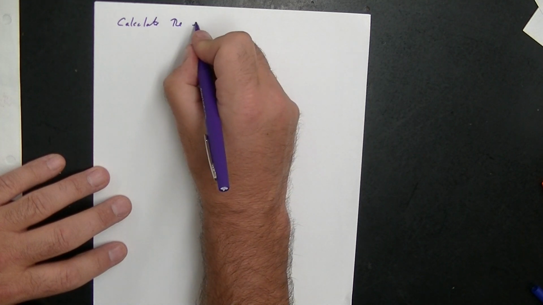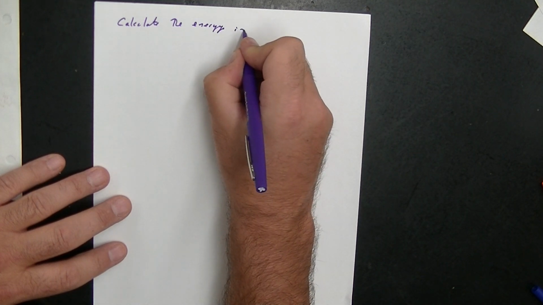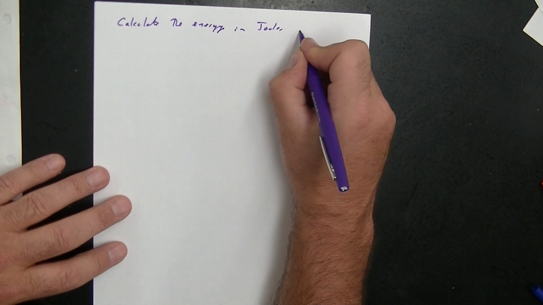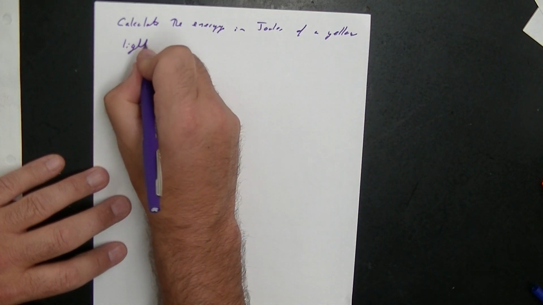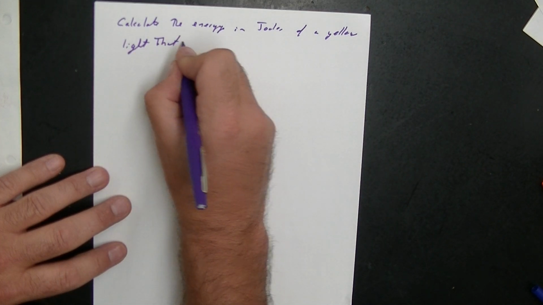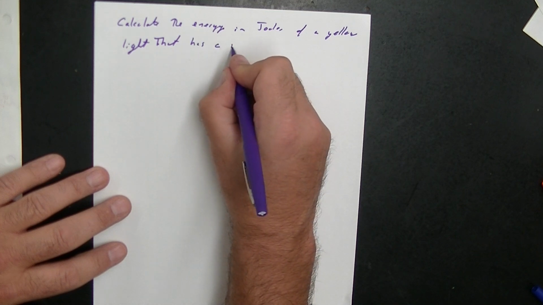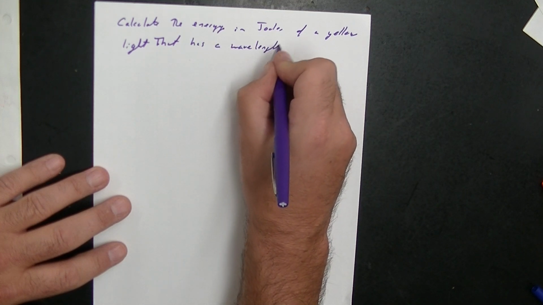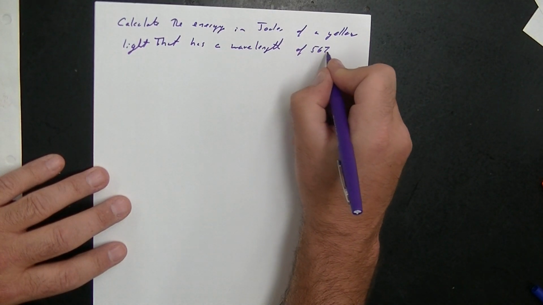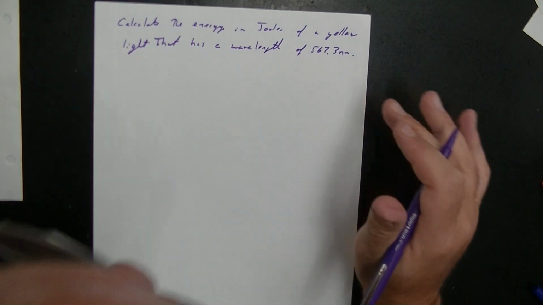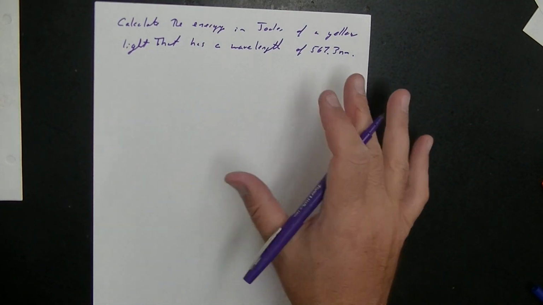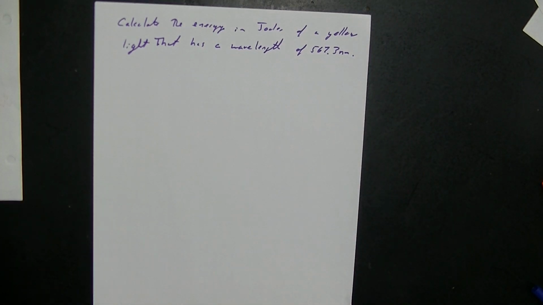Calculate the energy in joules of a yellow light that has a wavelength of 567.3 nanometers. So go ahead and pause it. Pause it, do the problem, and then come back and I'll go through it with you. All right.